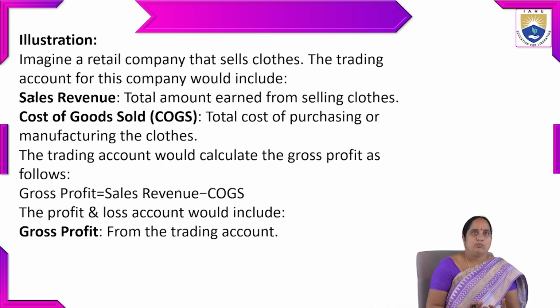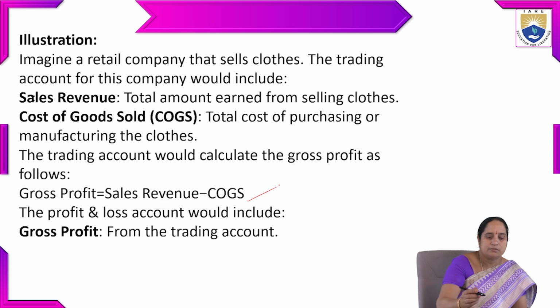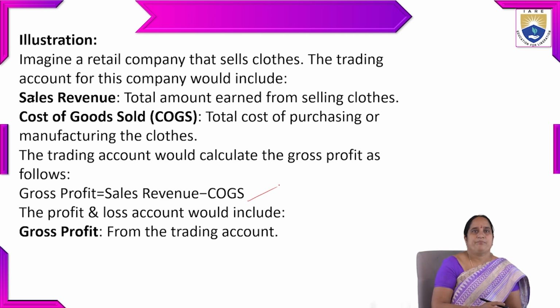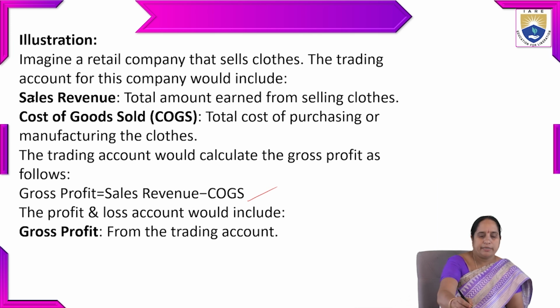Let us take one illustration. Imagine a retail company that sells clothes. The trading account for this company would include sales revenue, the total amount earned from selling clothes, and cost of goods sold, the total cost of purchasing or manufacturing the clothes. The trading account would calculate the gross profit as follows: gross profit is equal to sales revenue minus cost of goods sold. The profit and loss account would include the gross profit from the trading account.